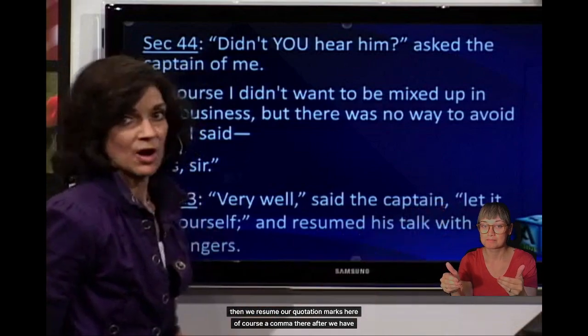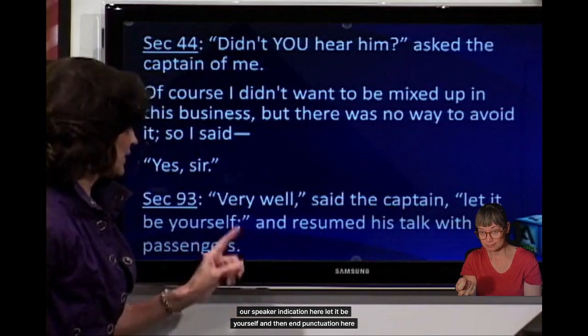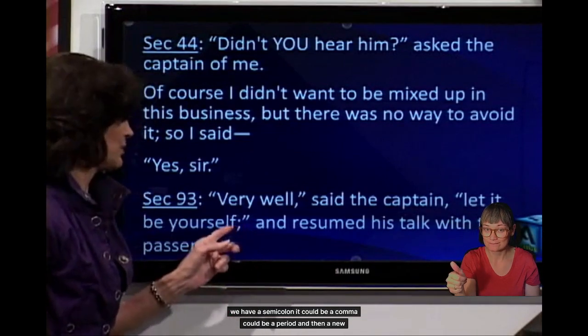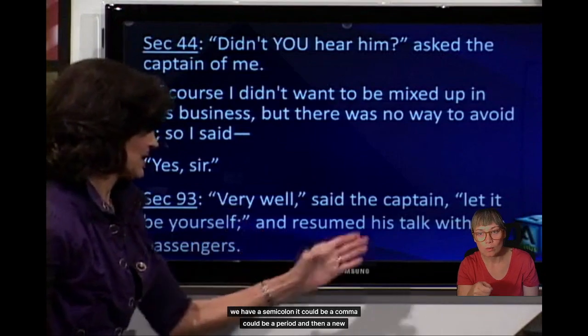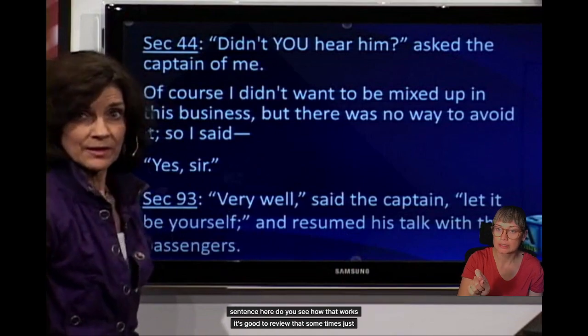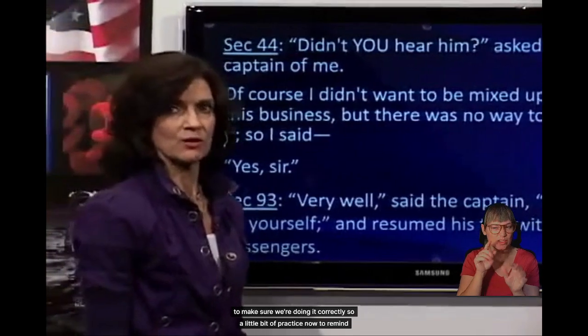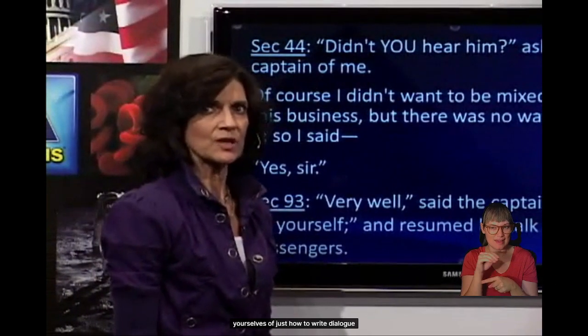Of course, a comma there after we have our speaker indication here. "Let it be yourself," and then end punctuation. Here we have a semicolon. It could be a comma, could be a period, and then a new sentence here. Do you see how that works? It's good to review that sometimes just to make sure we're doing it correctly. So do a little bit of practice now to remind yourselves of just how to write dialogue.